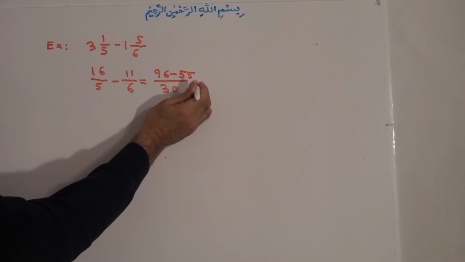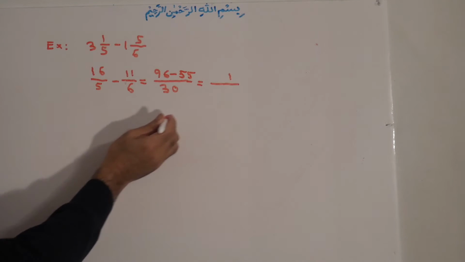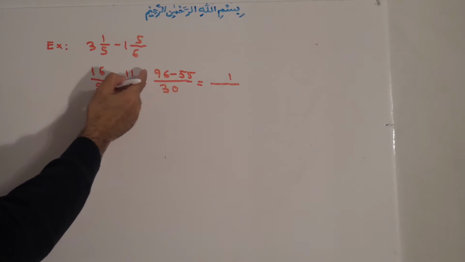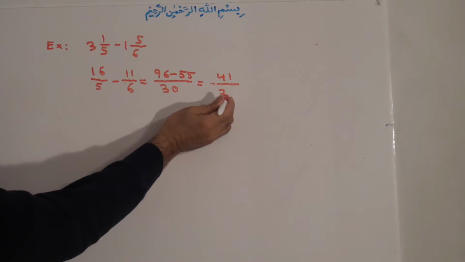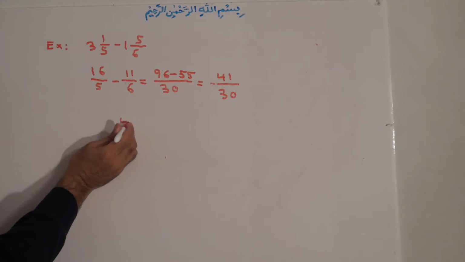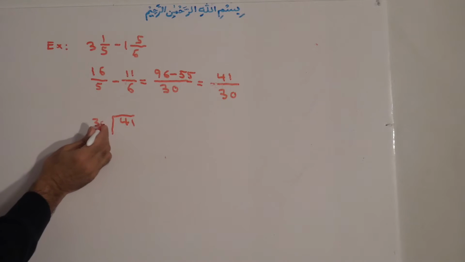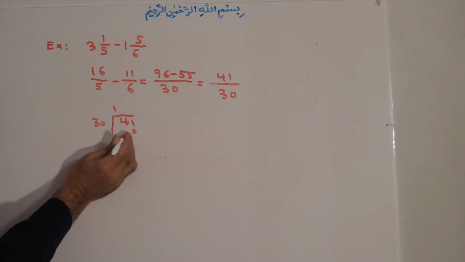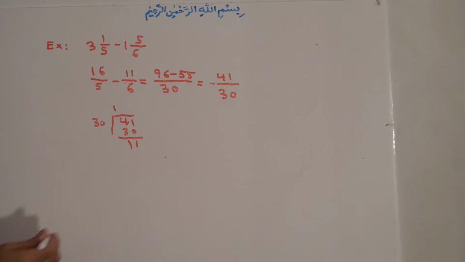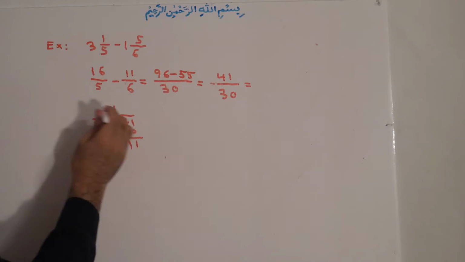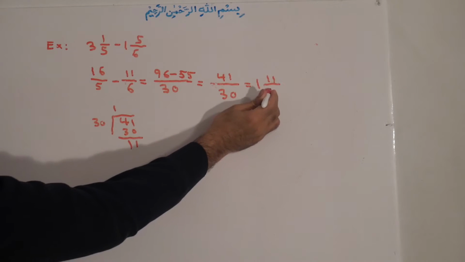That is equal to 96 minus 55, which is 41 over 30. Now we divide 41 by 30. 1 times 30 is 30. 41 minus 30 is 11. That is equal to 1 11/30.